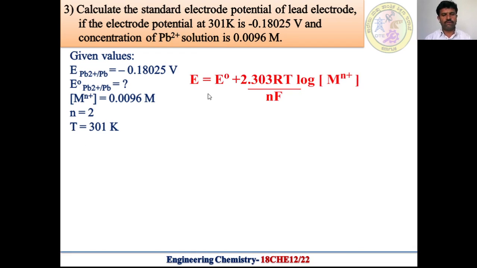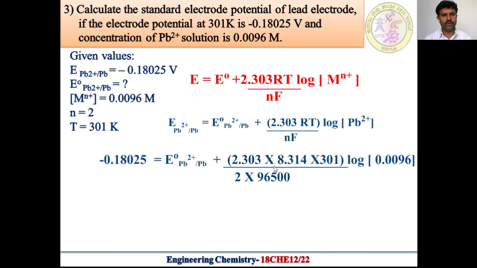The Nernst equation for a single electrode: E is equal to E naught plus 2.303 RT divided by nF, log of the concentration of metal ions in solution. So E is equal to E naught plus 2.303 RT divided by nF log of the metal ions, here lead 2 plus ions.